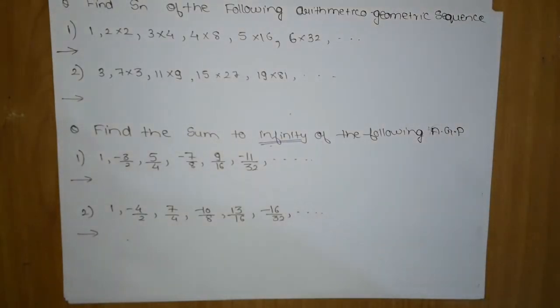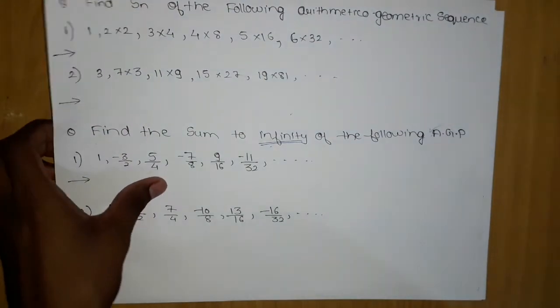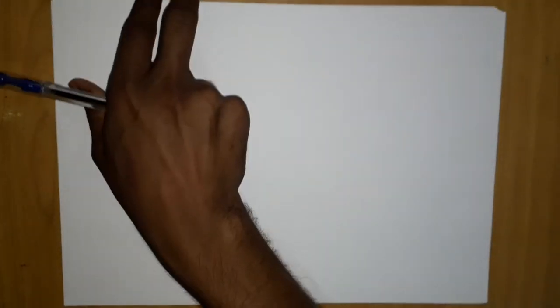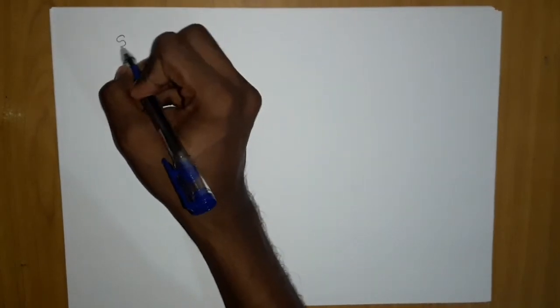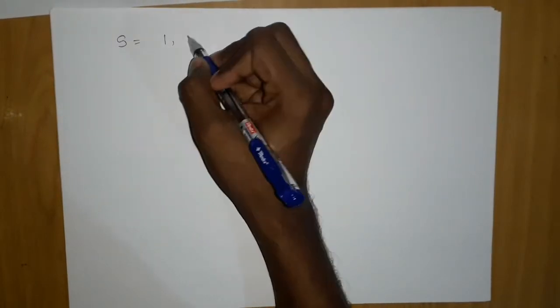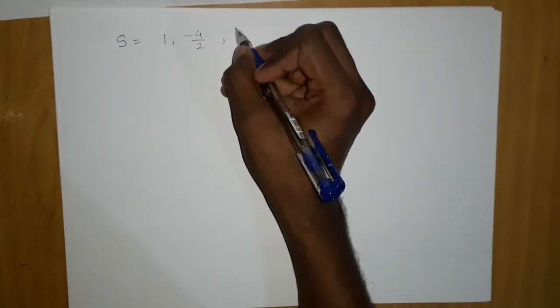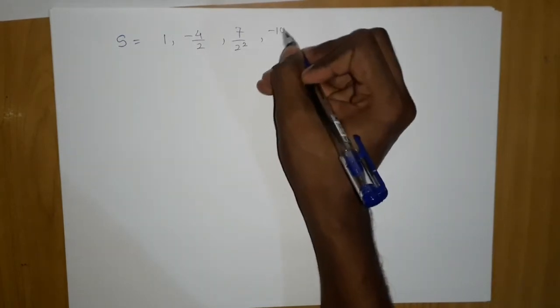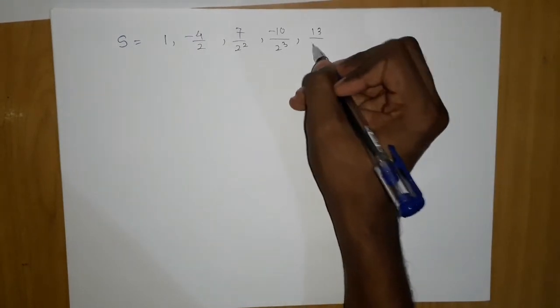It says 1, minus 4 by 2, 7 by 4, minus 10 by 8, 13 by 16, minus 16 by 32, and so on. We want to find its sum. The most important thing is that we should analyze it like we told you before. So here it is 1, minus 4 by 2, 7 by 2 square, minus 10 by 2 cube, 13 by 2 power 4, and so on.